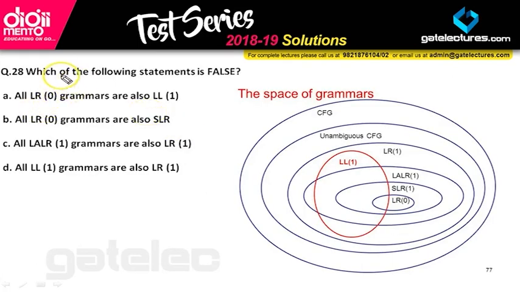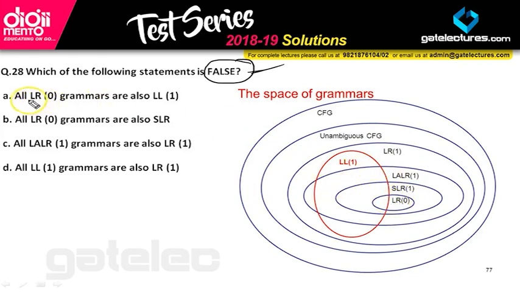We have the next question which says which of the following statements is false. So we have to pick out the false statement. Okay, be careful here. Now they have given us 4 statements, so let's read. They are saying all LR0 grammars are also LL1, all LR0 grammars are also SLR, all LALR1 grammars are also LR1, or all LL1 grammars are also LR1. Okay, so for this question I have directly given you an image here. You can make a note of it. They do ask many questions from this portion. Okay, so you can make a note of this. So let's read one by one and we will match it with the diagram.